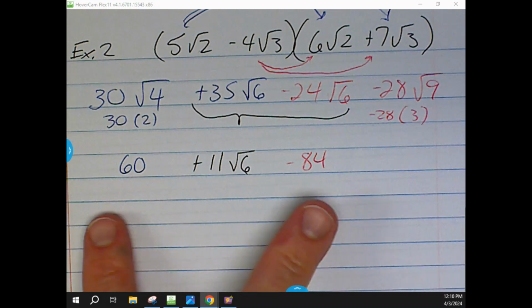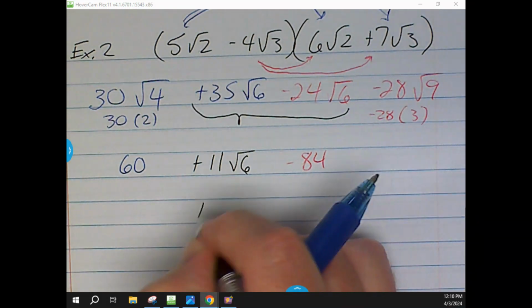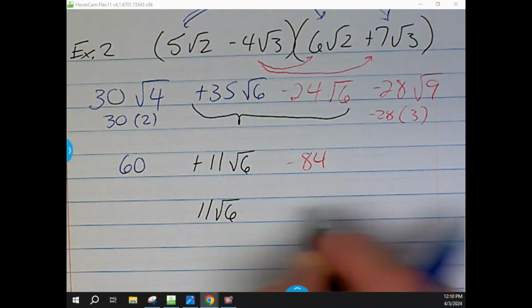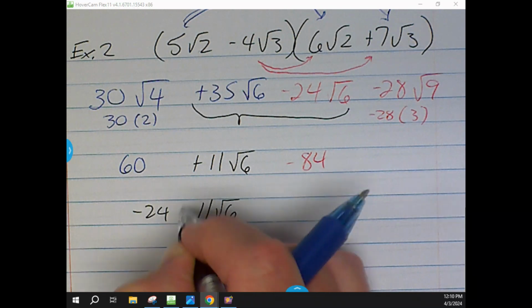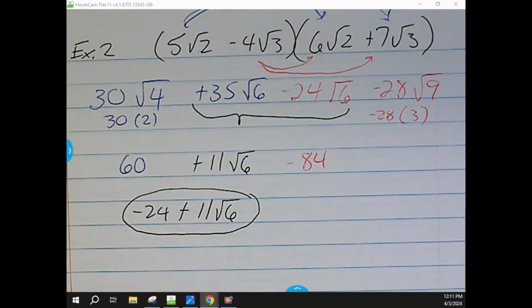Okay. And then you've got these two you can put together. So we've got 60 minus 84. So again, you can either leave the 11 square root of 6 there. You can either put the negative 24 in front or you can put it behind it, where you put it, again, it doesn't matter. So it's negative 24 plus 11 square root of 6, or you can do 11 square root of 6 minus 24. Either way that you go from that one's just fine.